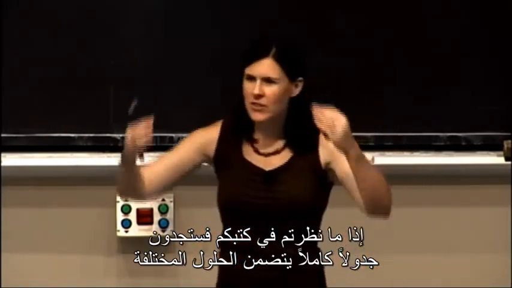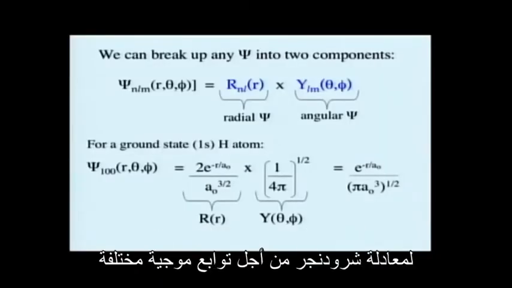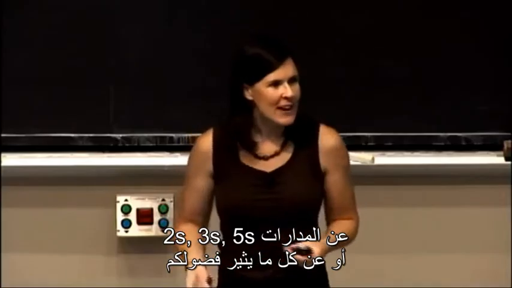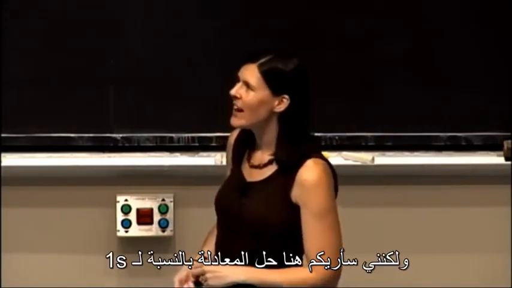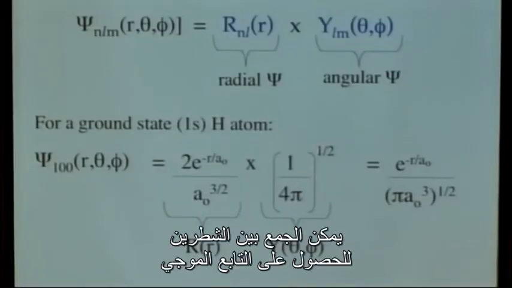If you look in your book, there's a whole table of different solutions to the Schrodinger equation for several different wave functions. So this is the 1s. You can look it up if you're interested for the 2s or 3s or 5s or whatever you're curious about. But what I'm going to show you here is the 1s solution. So you can see there's this radial part here, and you have the angular part. You can combine the 2 parts to get the total wave function.